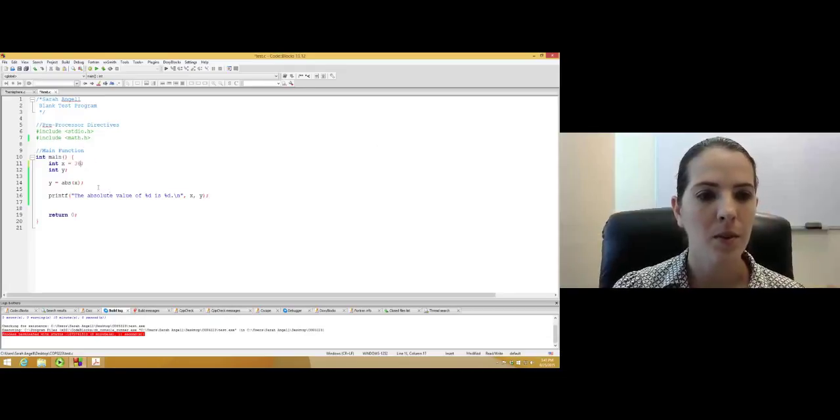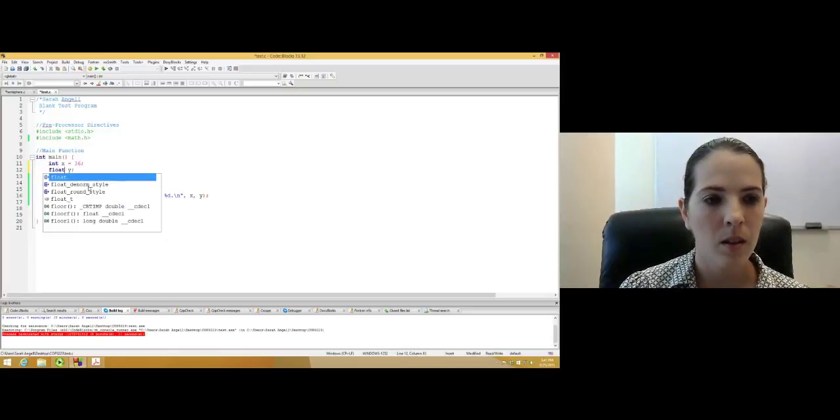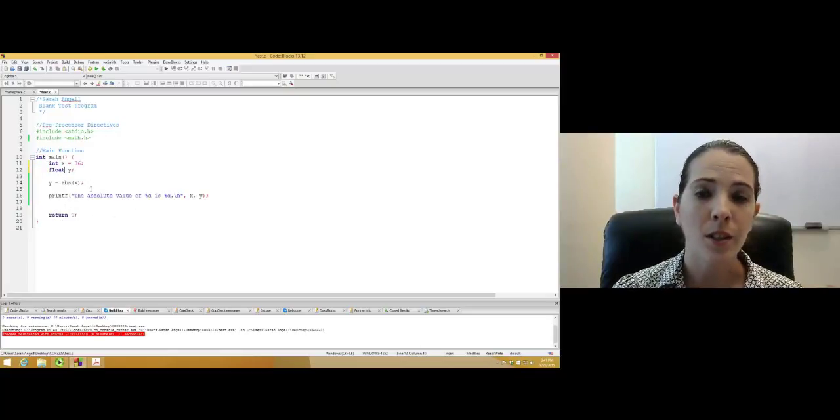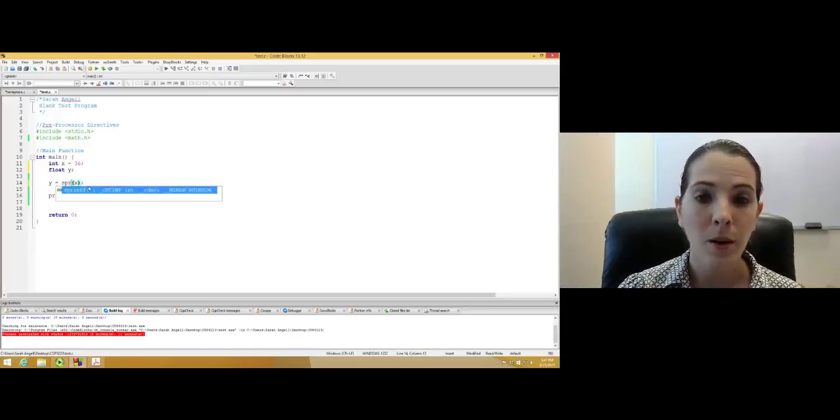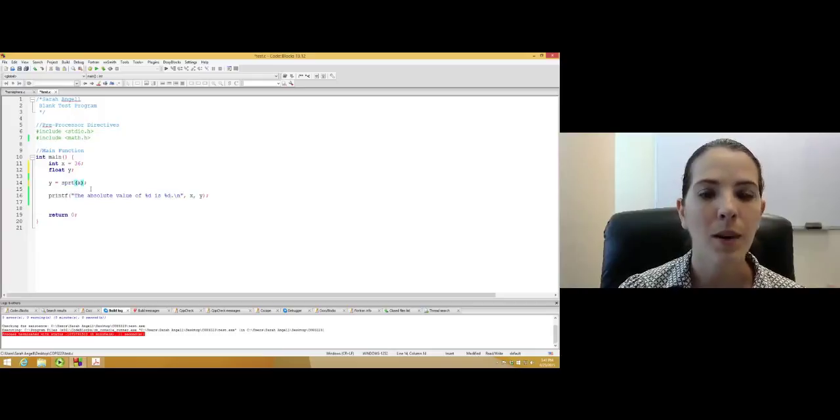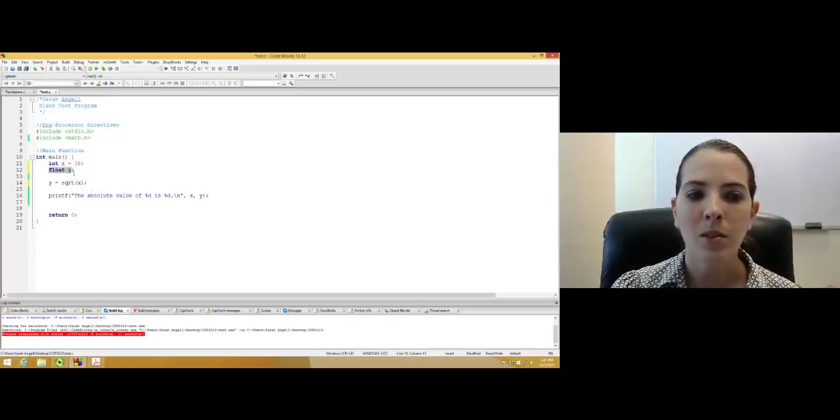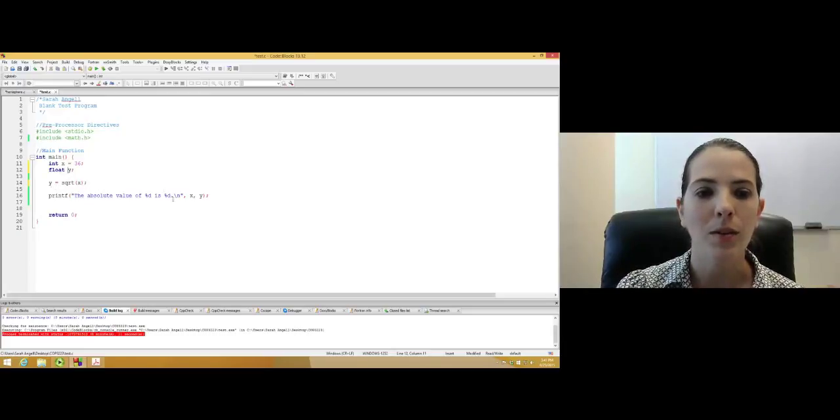We can do the same thing with the square root. The absolute value function only works on integers, so we're always going to get an integer result. But the square root function and the power function work on real numbers, so we might get a real answer as a result. So we're going to make sure our answer can be stored in a real number. So it's real number or float y. We'll let y take on the value of the square root of x.